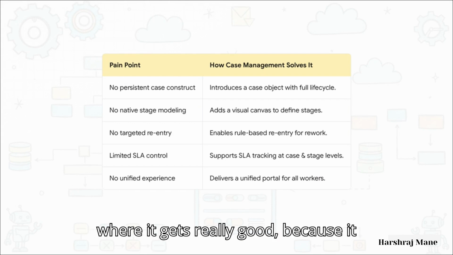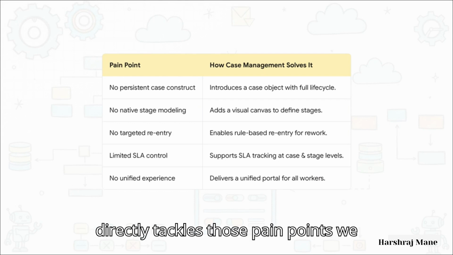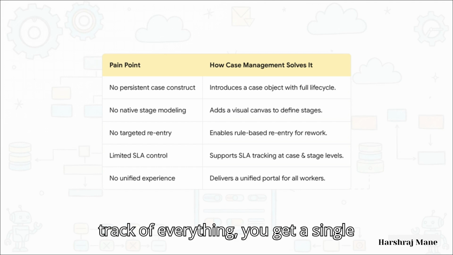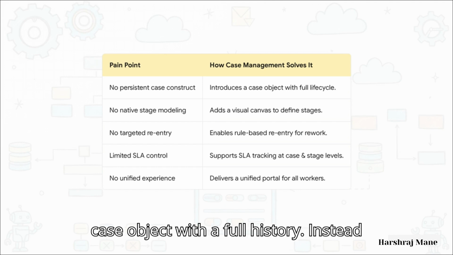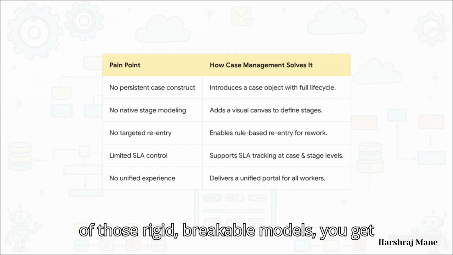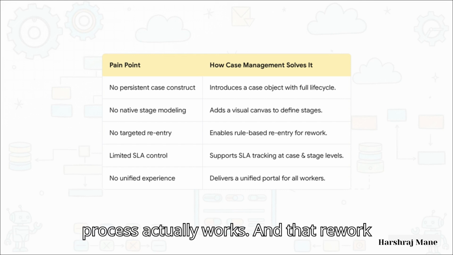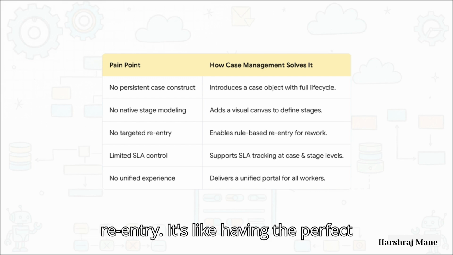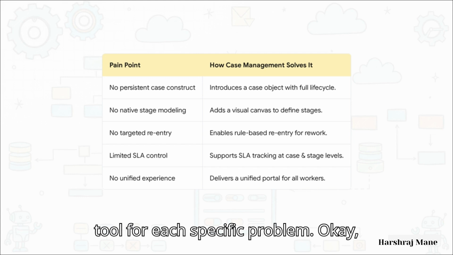And this is where it gets really good because it directly tackles those pain points we just talked about. Instead of losing track of everything, you get a single case object with a full history. Instead of those rigid, breakable models, you get a visual canvas to map out how the process actually works. And that rework nightmare, solved with smart, rule-based re-entry. It's like having the perfect tool for each specific problem.